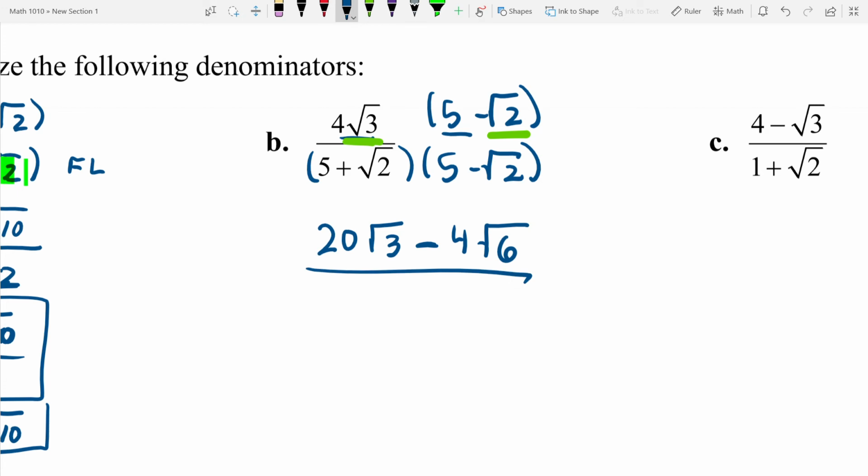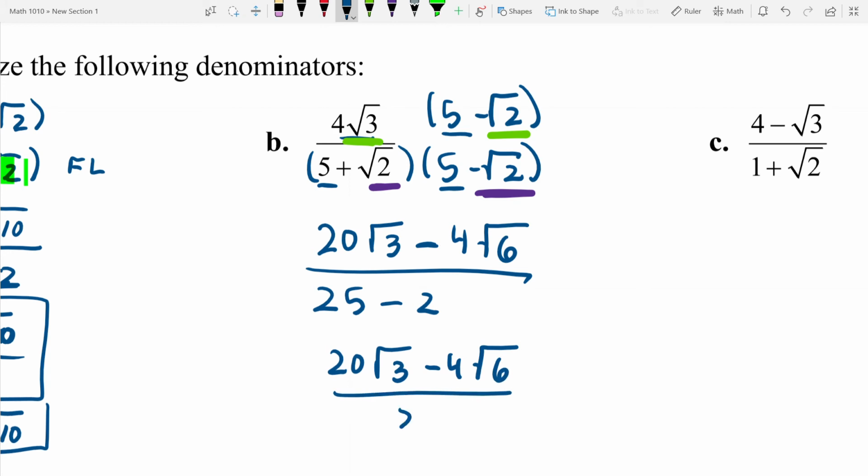The bottom are conjugates. So you go first, 5 times 5 is 25. And then last, that's a square root of 2 times a negative square root of 2. Guys, a positive times a negative is a negative. What's the square root of 2 times the square root of 2, everybody? 2. So your answer is 20 square root of 3 minus 4 square root of 6 over 23, and that's my answer. Done. Who says, this is really long, but I still feel good?